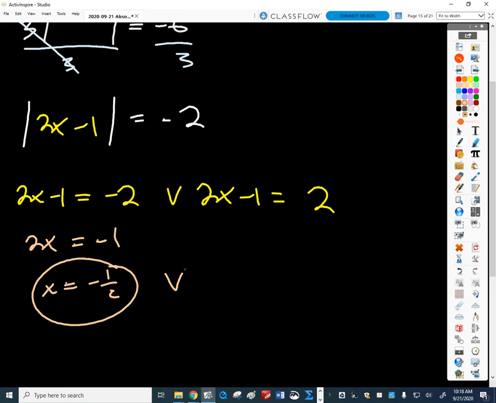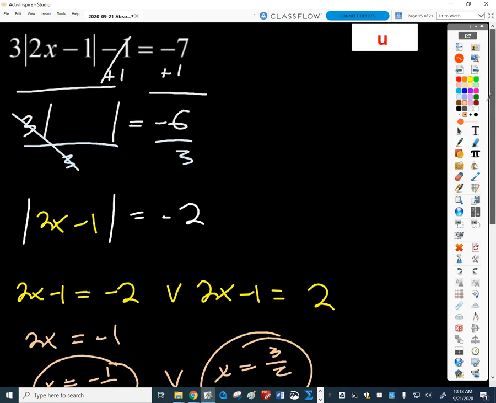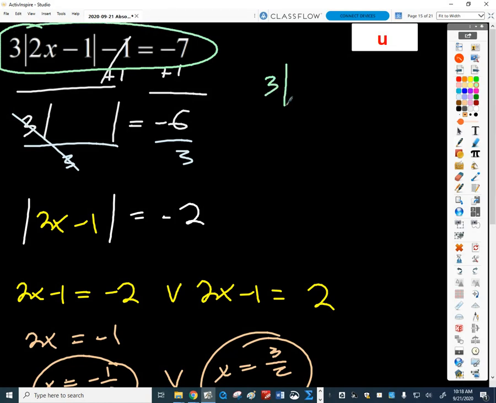If I add 1, I'm going to get 3, and then divide by 2, x equals 3/2. Let's check them in the original equation and see if they work. In the original equation up here, here's my original equation, right? If I plug in 3/2, what am I going to get? I'm going to get 3 times the absolute value of 2 times 3/2 is 3. So that's going to be 3 minus 1 is 2. Absolute value of 2 is 2.